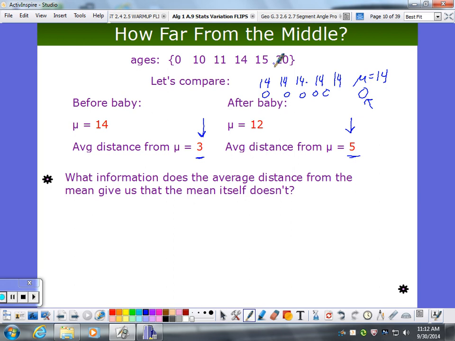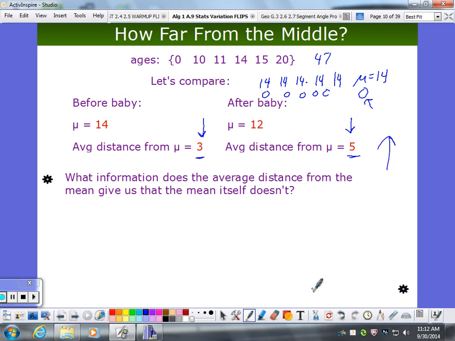Let's say we forgot, oh my goodness, about the kid that was like 47 years old. I don't know how this happens, medical miracle. But now, what do you expect would happen to the average distance from the mean if this long lost kid of 47 was discovered? What's going to happen to this number? It's going to get bigger.